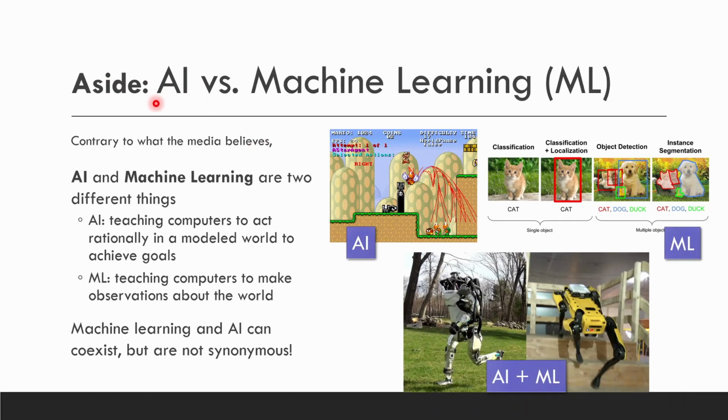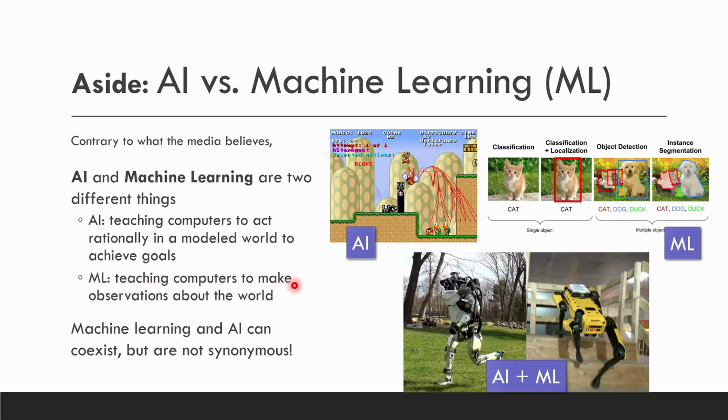As an aside, I want to quickly talk about the distinction between AI and machine learning. Contrary to what the media believes and what you might hear a lot, AI and machine learning are two different things. They are not necessarily interchangeable. AI is about teaching computers to act rationally in a modeled world to achieve goals. Check out this Super Mario World AI, where Mario is mapping out the possible moves and actions to stomp on these Koopas and hopefully get him to the end of the level.